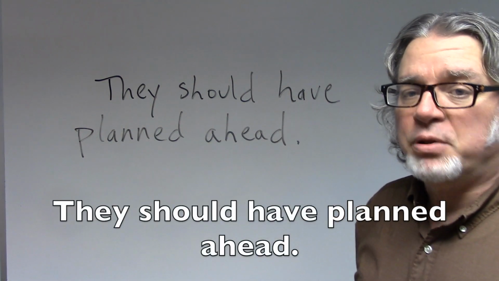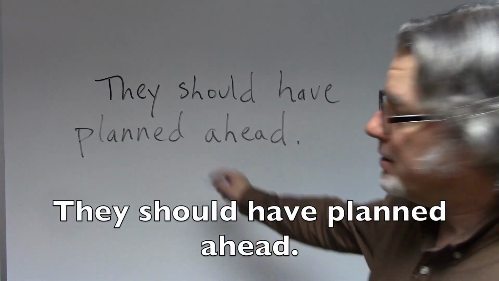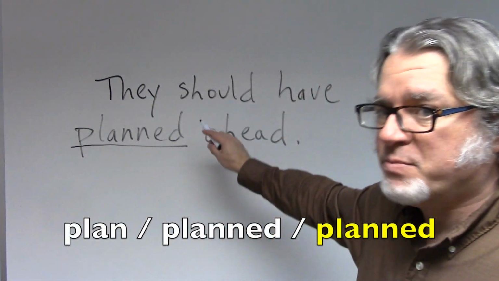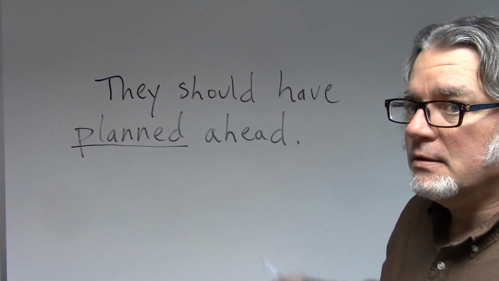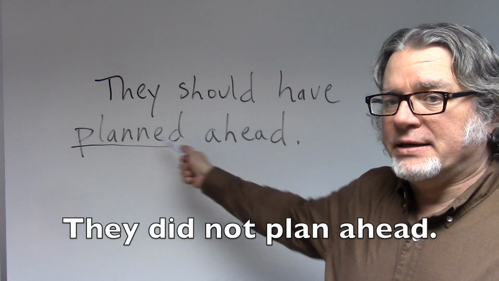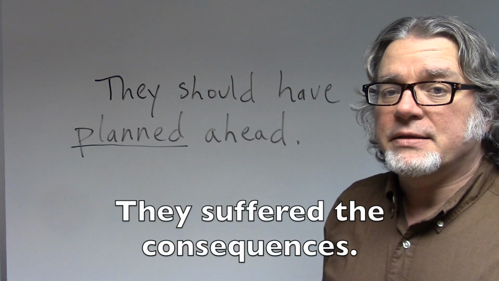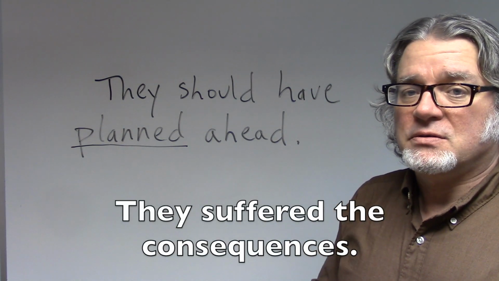They should have planned ahead. Here's the main verb, plan. It's in the form of the past participle. This means that they did not plan ahead, they did not make plans, and they suffered the consequences.